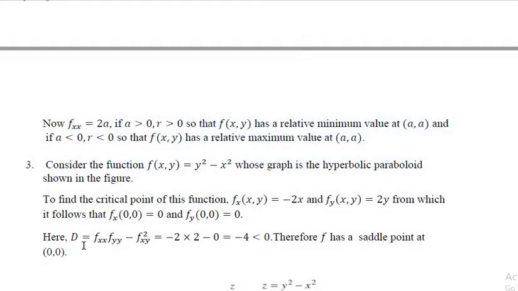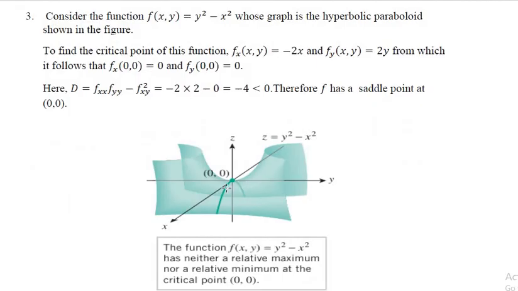Then calculate D, we will get D equal to minus 4. That shows the function has a saddle point at (0, 0). So from the figure, the surface shows f(x, y) equal to y squared minus x squared. That is the surface shown here. Then at the point (0, 0), the function has neither a relative maximum nor a relative minimum.